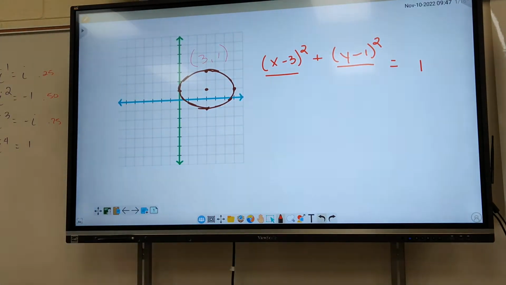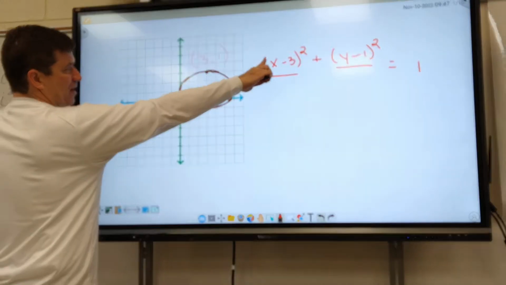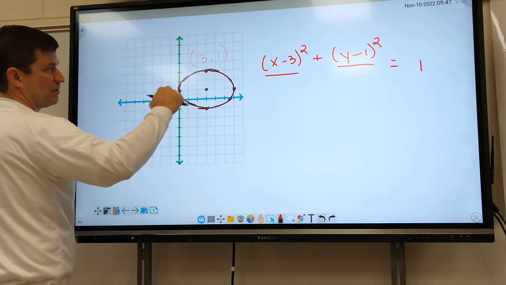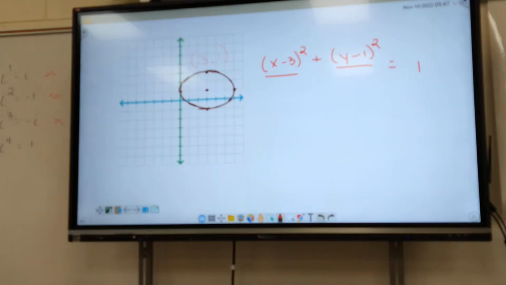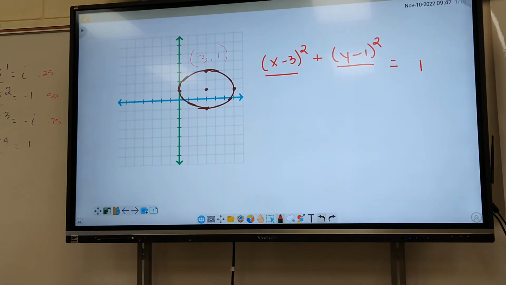All right, so now from here, Allie, since my x is first, why do we put equal 1? Because your standard form of the ellipse is always going to equal 1. Yeah, it's always number 1.